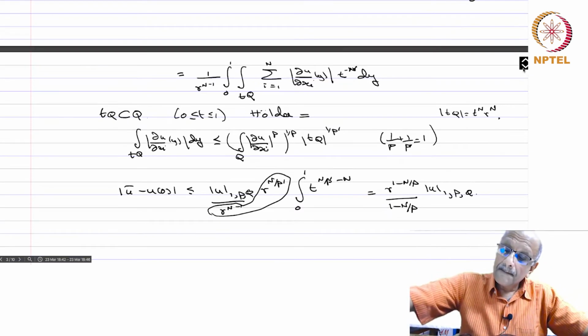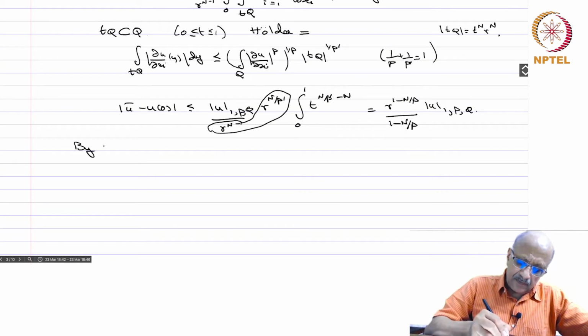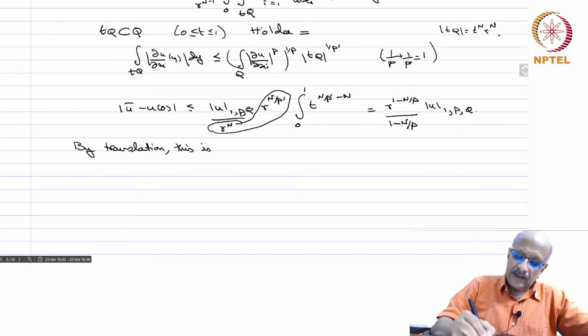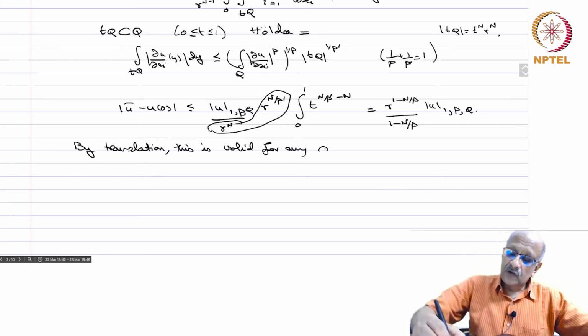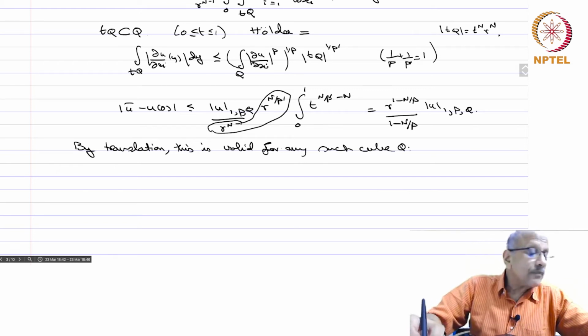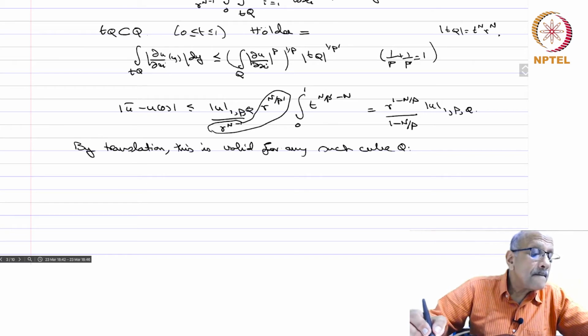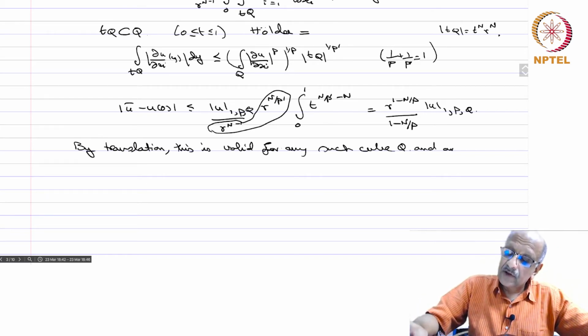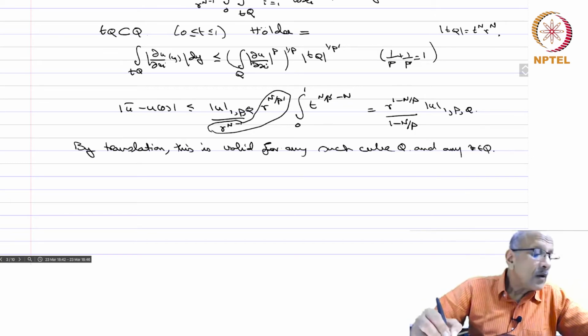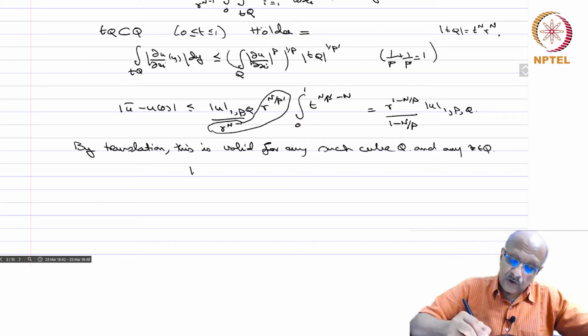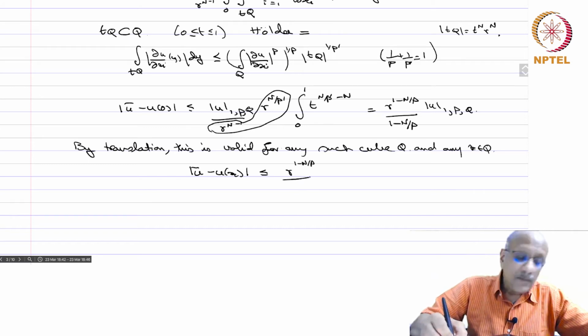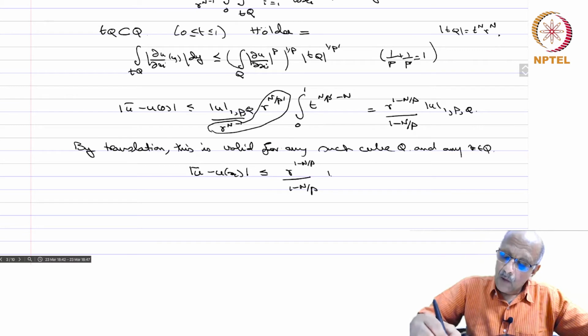Now by translation, this is valid for any such cube Q and any x in Q. So you have that for any such cube, mod u bar minus u of x is less than or equal to r power 1 minus n by p by 1 minus n by p mod u 1pQ.